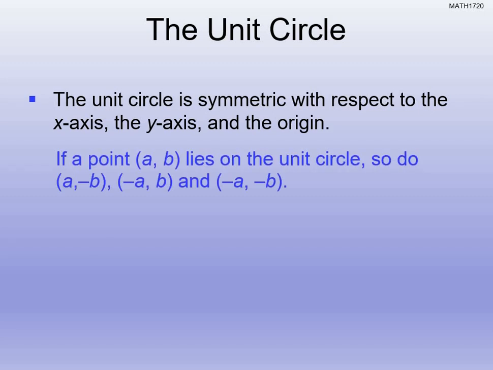So if point A in AB lies on the unit circle, so do all the other following points. A and -B, -A and B, and -A, -B, right? All the inverse and opposites. Those are really just all the opposites, okay? Because, why? Because they're all equidistant from the origin.